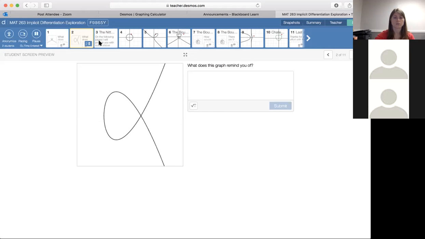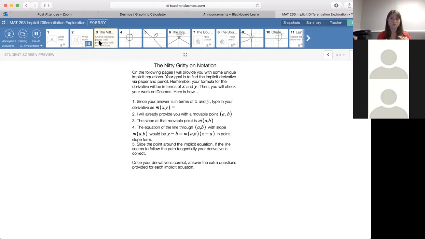So this next slide on number 3, the hard part is if you're not looking at one specific point and one specific tangent line, like we just did in the last example, the coding on Desmos gets a little tricky. So I put the coding in here to walk you through it, and this is how it goes. Our goal, on the following pages, I will provide you with some unique implicit equations. I'm going to give you the implicit equation, and your goal is to find the implicit derivative, dy/dx, via paper and pencil. Do that first. Then we're going to plug the formula that we find into Desmos and see if it checks.